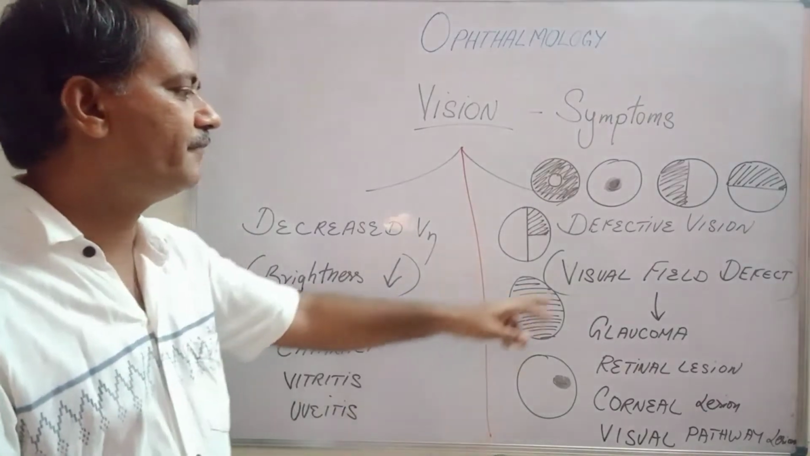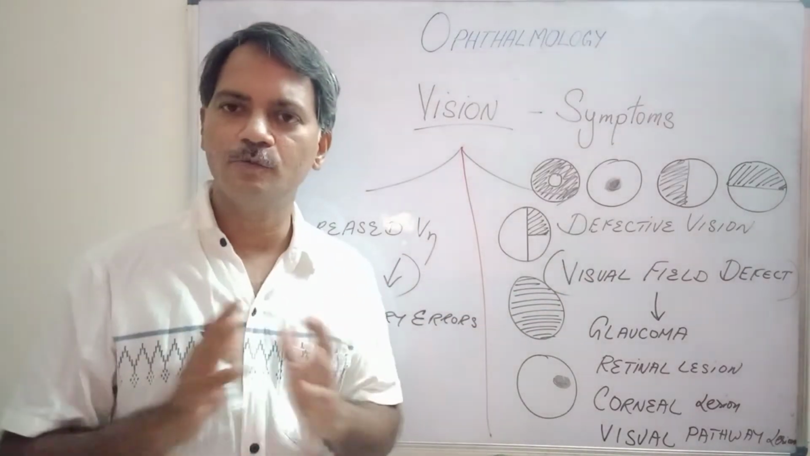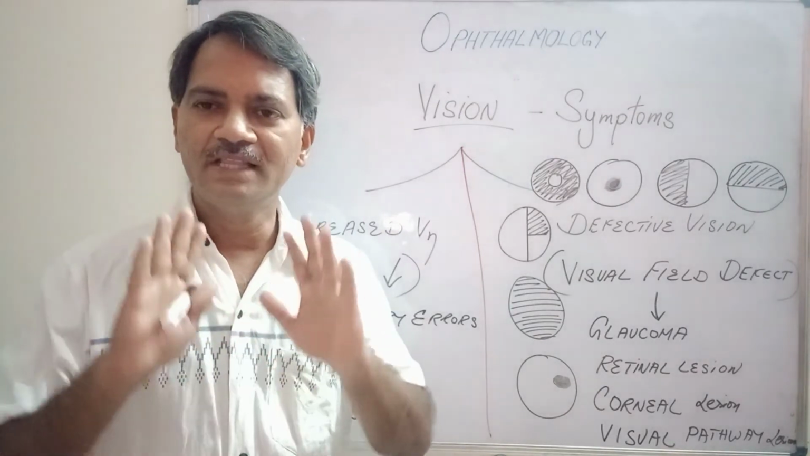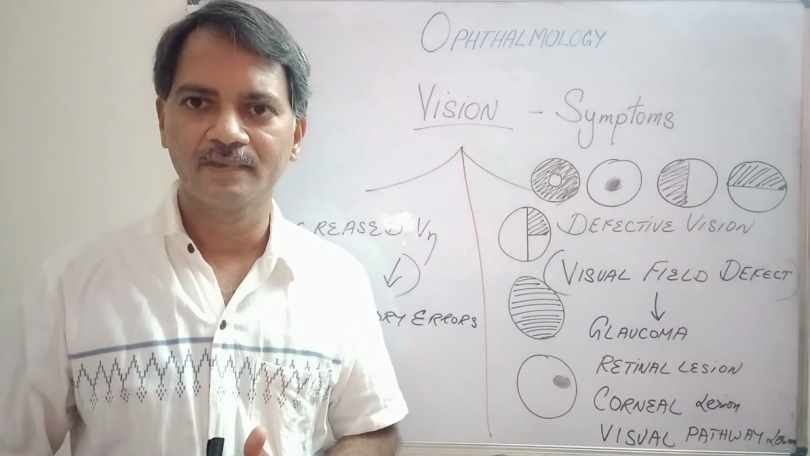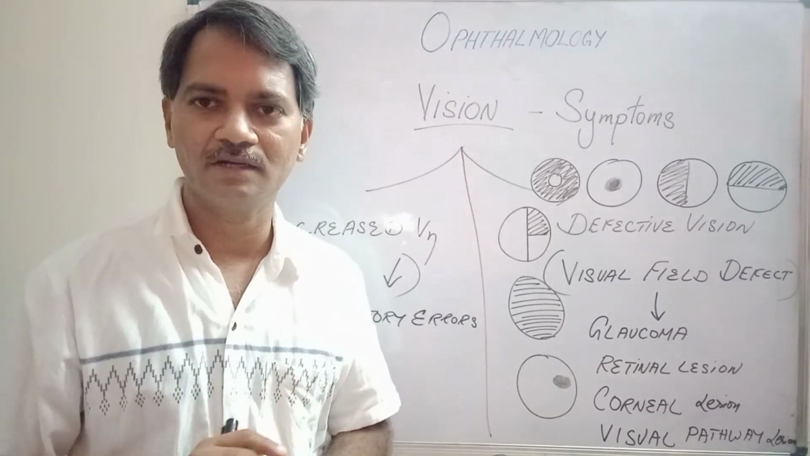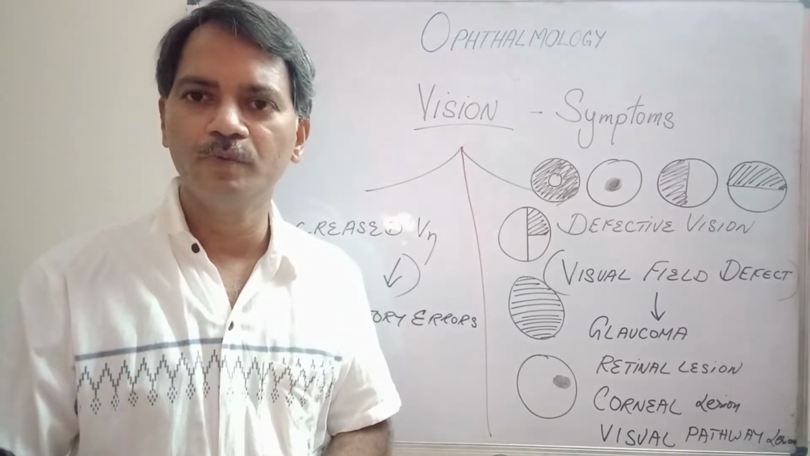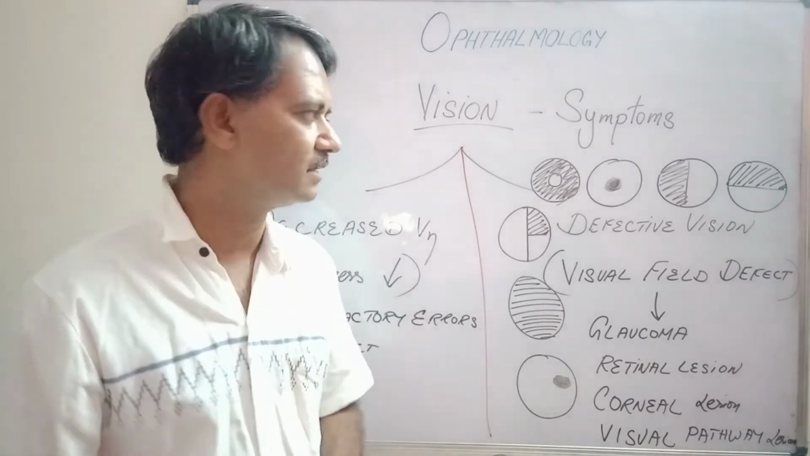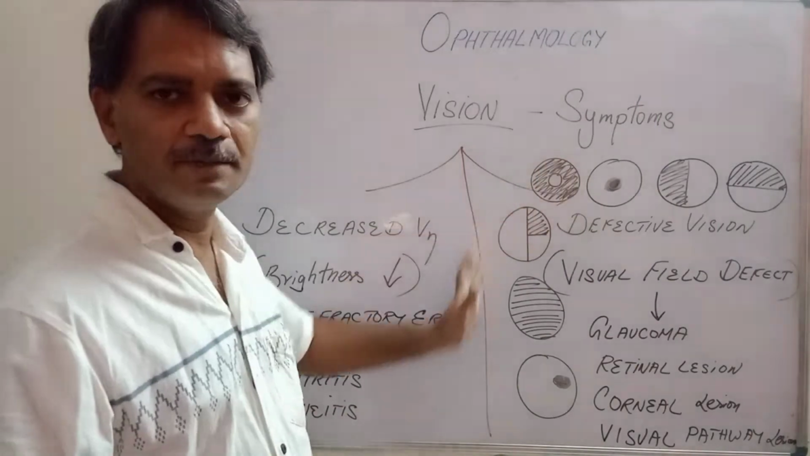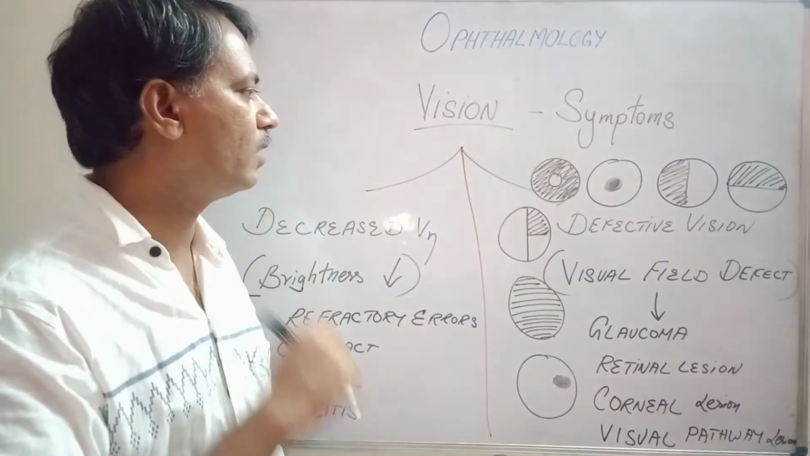Coming to the defective vision. What is defective vision? Within the visual field, certain portions are not seen. So that is called defective vision. It has nothing to do with decrease in the brightness or dimness of vision. So I have drawn several pictures here. Let us see one by one.